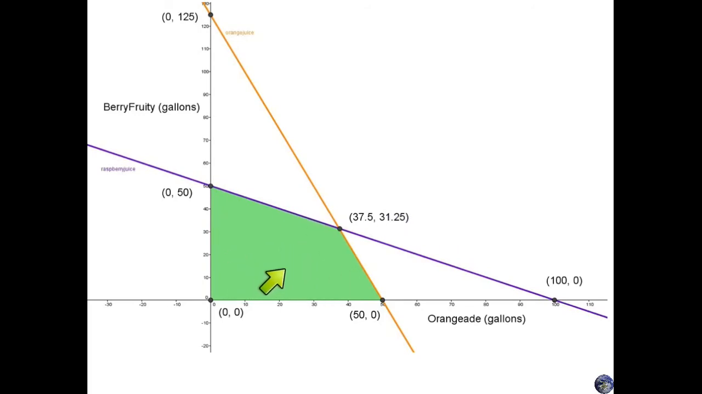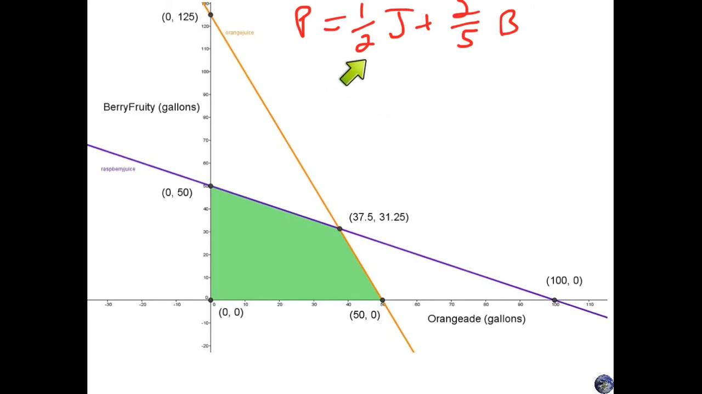So let's actually figure out which one is our optimal vertex. So don't forget what our objective function is. Here's what we're trying to maximize. We're trying to maximize our profit, which is 1/2 j plus 2/5 b. And let's do the easiest point first, which I think we can agree is the origin, 0, 0. So if I just plug in 0, 0, I'm going to get out 0. If I don't make any of the orangeade and don't make any of the berry fruity, I'm not going to make any profit at all, so it's 0. Just plug in j equals 0, b equals 0 there. You get out a 0.